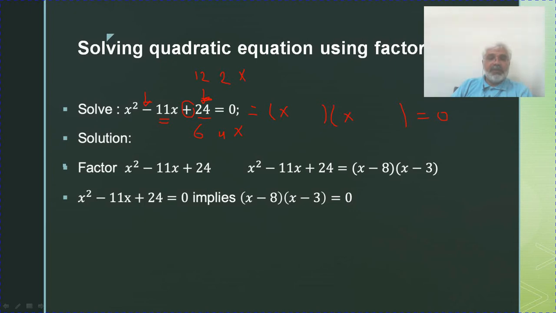So it's neither 12 times 2 nor 6 times 4. What other options do I have? I have 8 times 3. Yes, 8 times 3, it's 24, and 8 plus 3 is 11. So certainly one of them will be 8 and the other will be 3.